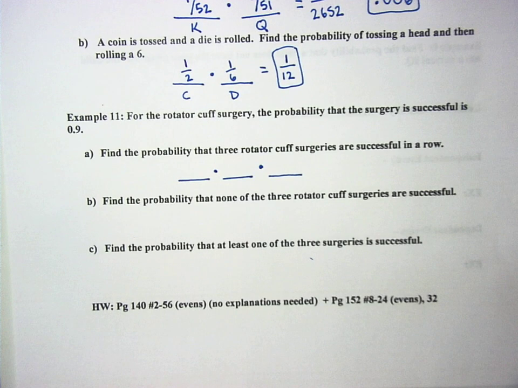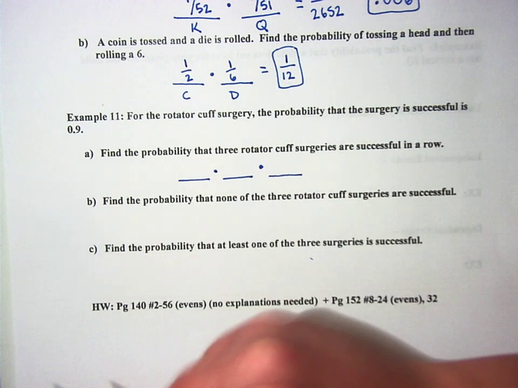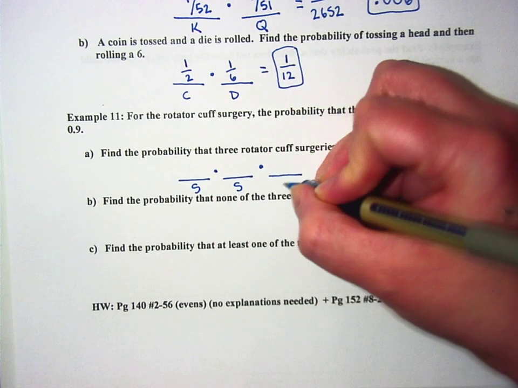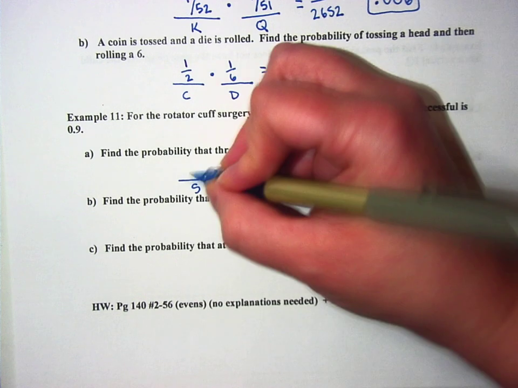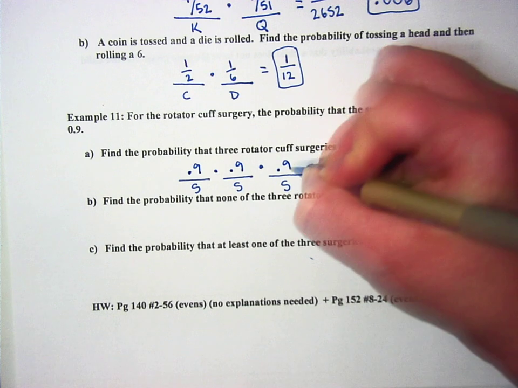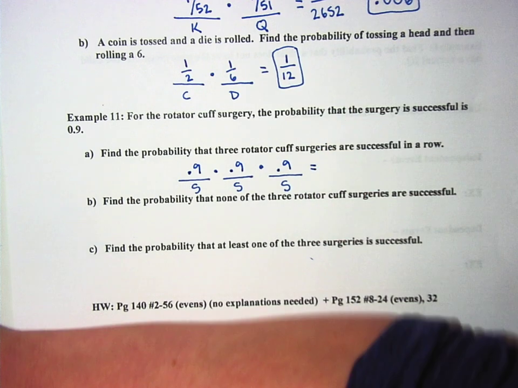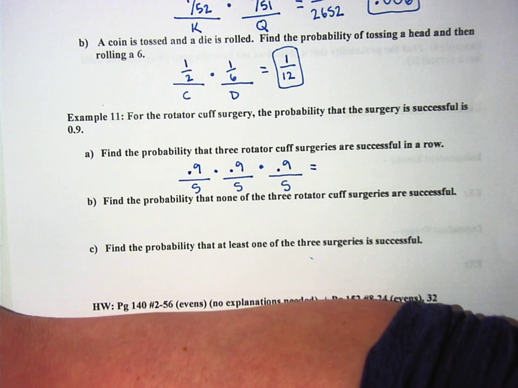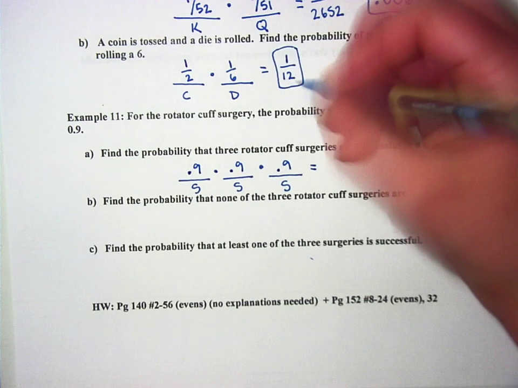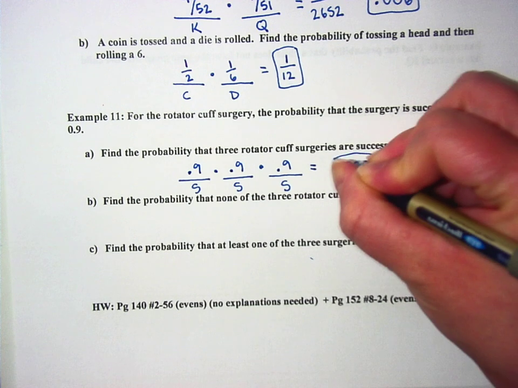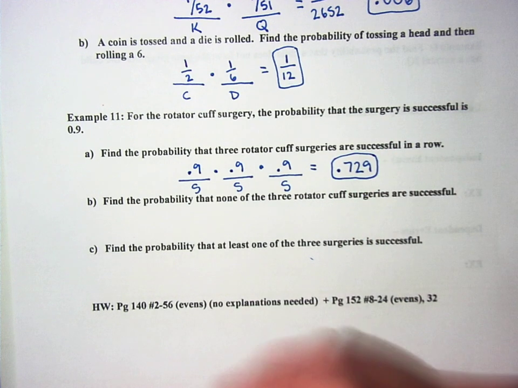Find the probability that the 3 rotator cuff surgeries are successful in a row. So we have a success, and a success, and a success. That would be 0.9 times 0.9 times 0.9. These are all independent because if one surgery goes well, it doesn't mean that automatically another surgery is going to go well. If you multiply those together, you get 0.729 probability, about a 73% chance that you would have 3 surgeries successful in a row.